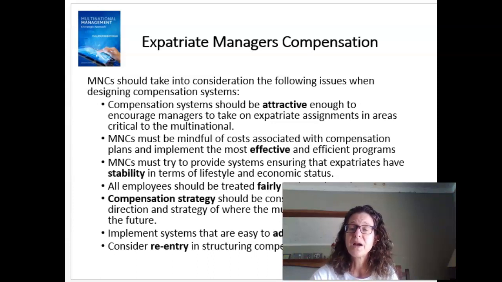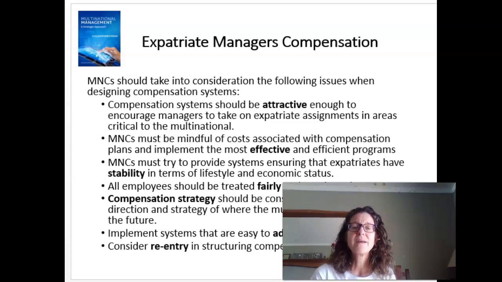Administrating these compensation packages can be quite difficult. This is actually the key challenge of the balance sheet approach because it requires separate administration for each location in which the multinational is located. And so it can be quite time-consuming and costly to administer.